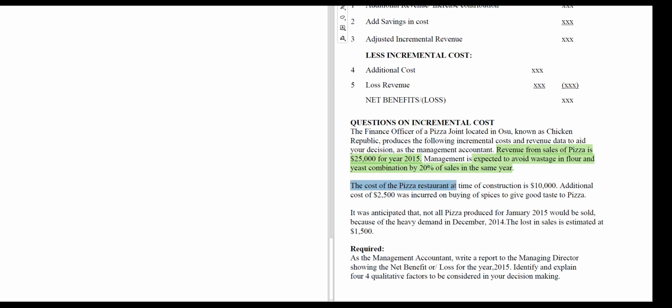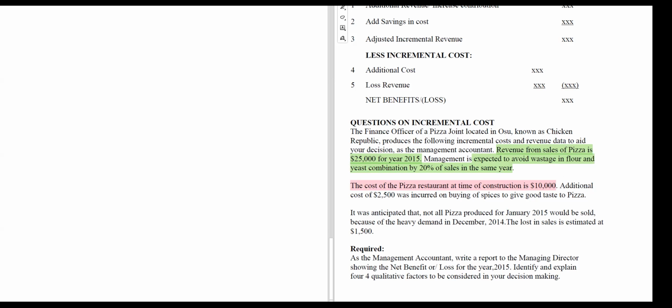And they said the cost of the pizza restaurant at the time of construction was 10,000. Relevant or irrelevant? Irrelevant. Why? Because at the time of construction, it's past. So it's a past cost. After constructing the pizza restaurant, before you decide whether they are going to buy or not buy the pizza, true or false? If you construct and they don't buy or they buy, this cost is irrelevant to the decision, right? It's a sunk cost. Do you understand? So this cost is irrelevant.